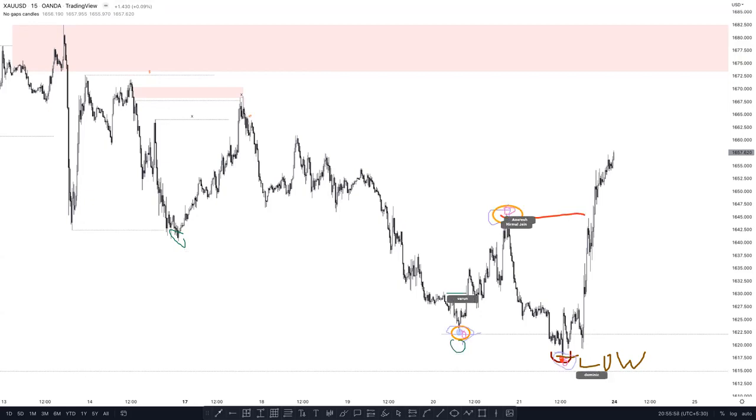Mark the previous recent high or low, BOS or CHoCH only.